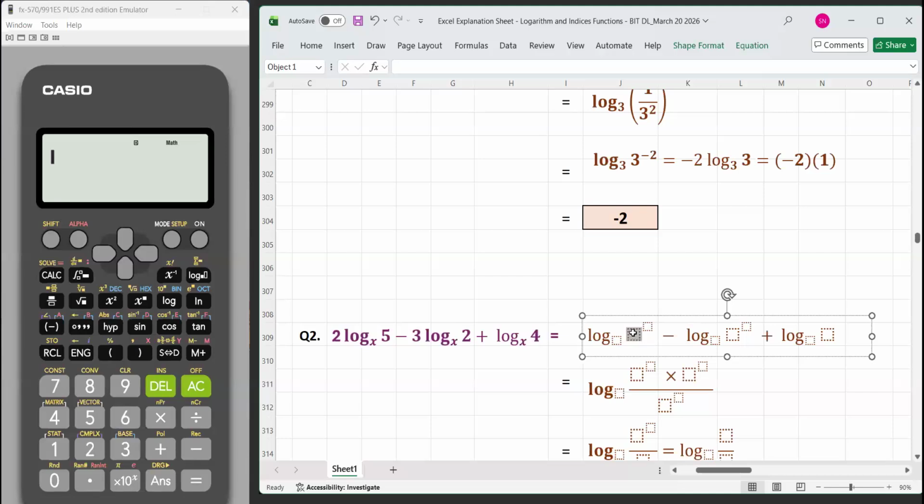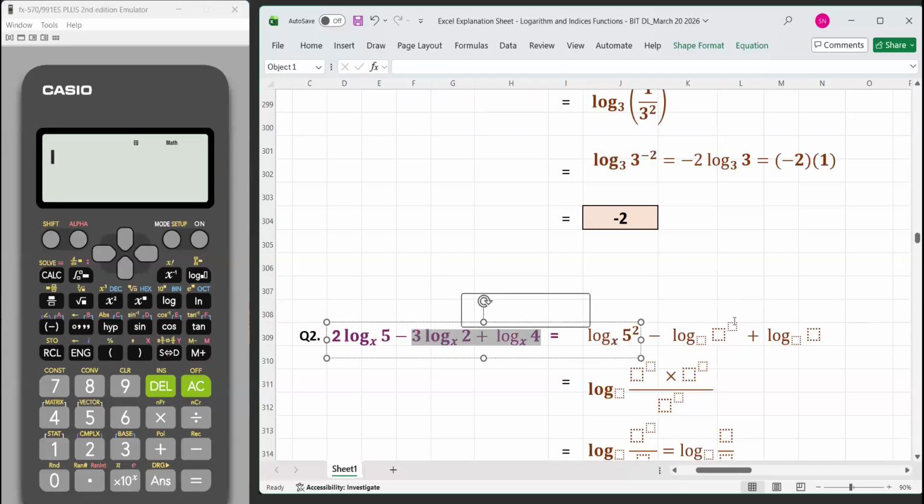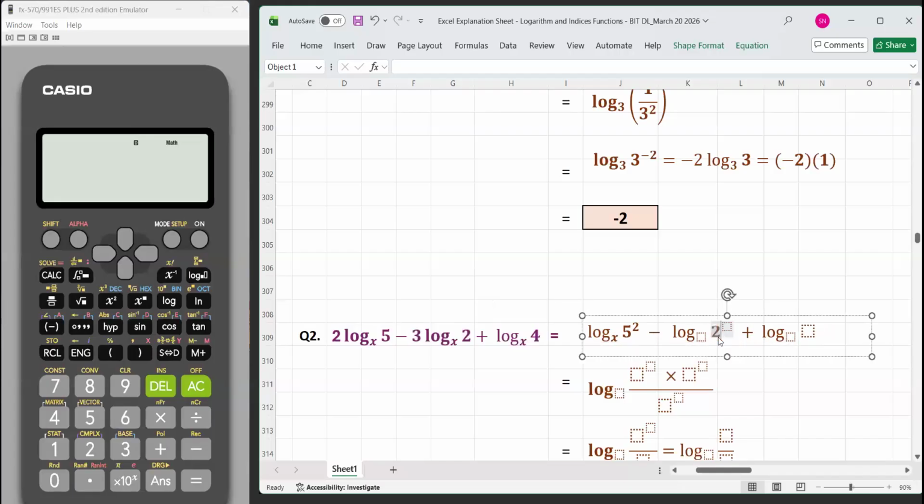Exponent 2, base x. Okay, so 5 exponent 2 to base x. Okay, and then minus 3 log 2. What would that give us? 2 exponent 3, base x. Okay, and then what about the 4? You know it's the same as 2 squared, but you leave it like that. So 4 base x. Okay, now we know that addition goes with multiplication. This one will go with this one.